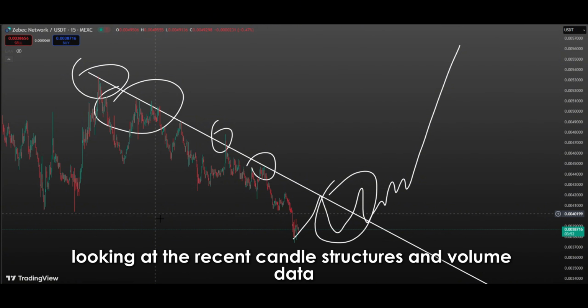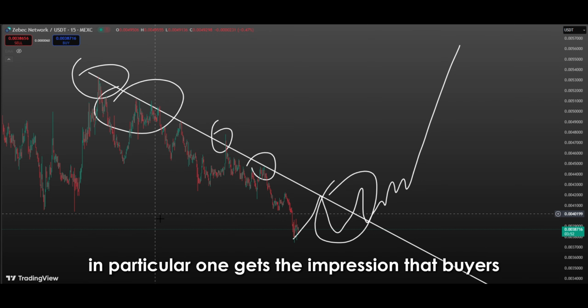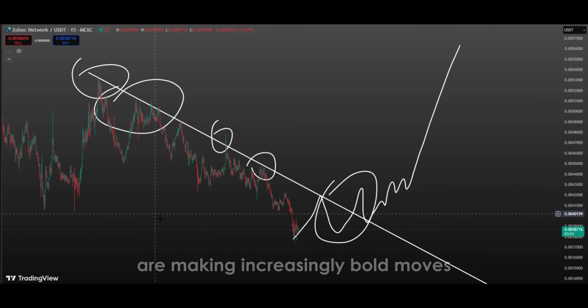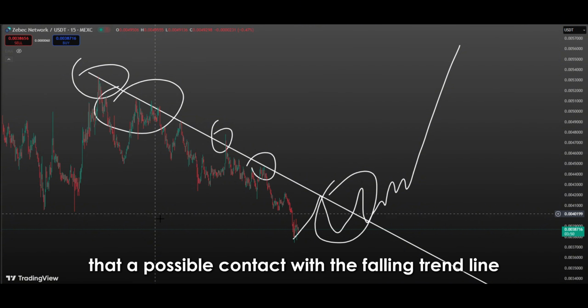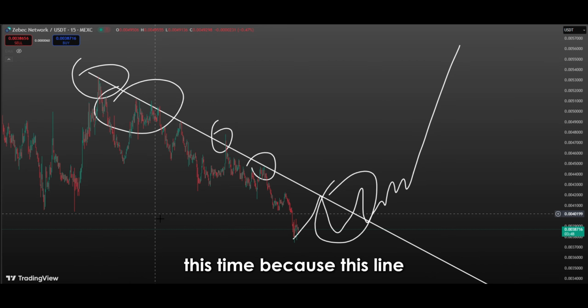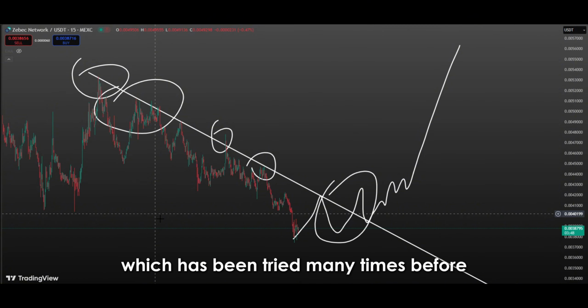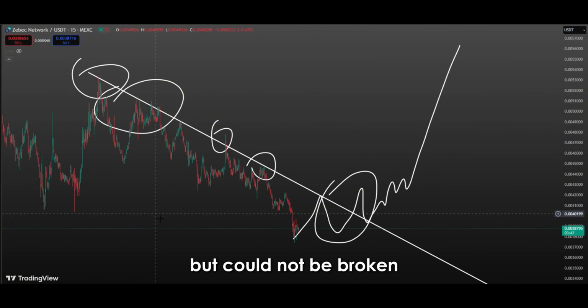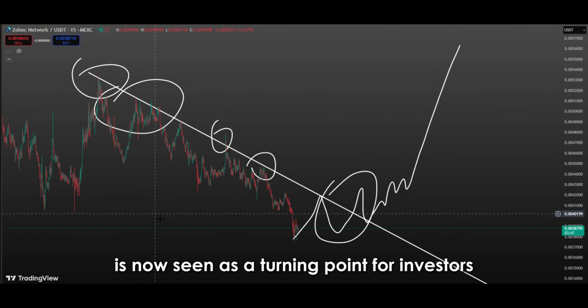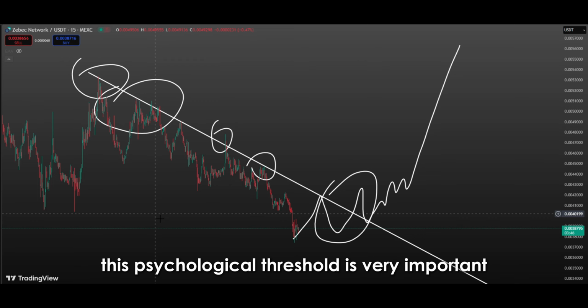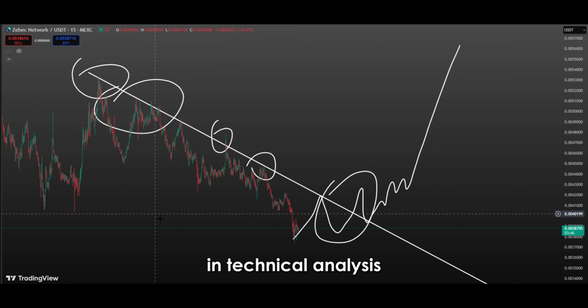Looking at the recent candle structures and volume data in particular, one gets the impression that buyers are making increasingly bold moves while sellers are slowly retreating. This raises the possibility that a possible contact with the falling trend line may have different results this time. Because this line, which has been tried many times before but could not be broken, is now seen as a turning point for investors. This psychological threshold is very important in technical analysis.